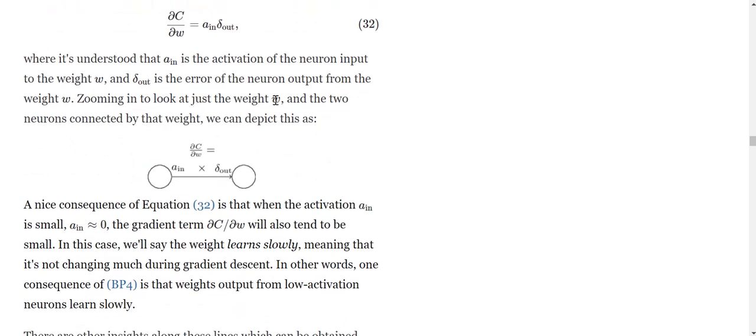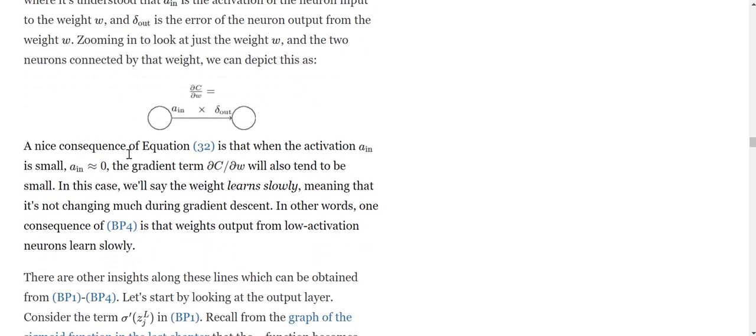Zooming in to look at just the weight W and the two neurons connected by the weight, this is the picture: A in, delta out, and W. A nice consequence of equation 32, which is this, is that when the activation A in is small, the gradient, so the change in cost with respect to weight, will also tend to be small. In this case, we'll see that the weight learns slowly, meaning that it's not changing much during gradient descent. In other words, one consequence of backpropagation equation 4 is that weights output from low activation neurons learn slowly.